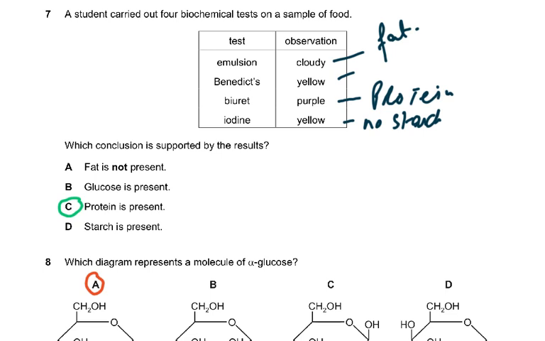Which conclusion is supported by the results? Protein is present, yes. Starch is not present, the iodine was yellow. Glucose is present, fat is not present. Four biochemical tests. So which conclusion is supported by the results? Fat is present, it was cloudy.